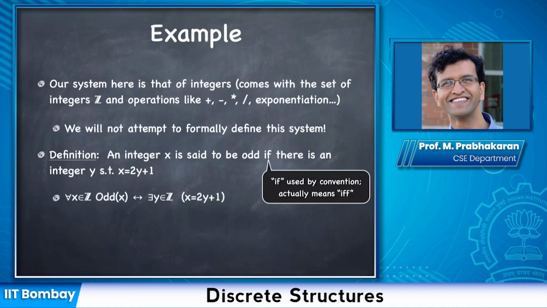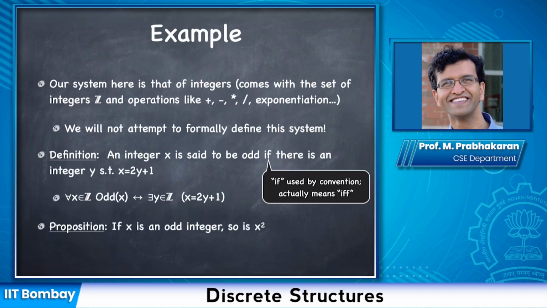In definitions, you would just say if, even though what you really mean is if and only if. If I were to write this definition in the form of a proposition, here is a proposition that completely captures this definition. It says for every x in Z, x is odd if and only if there exists a y such that x equals 2y plus 1. So this is a proposition that I get while I define, or it is the proposition that I can use as a definition of odd.